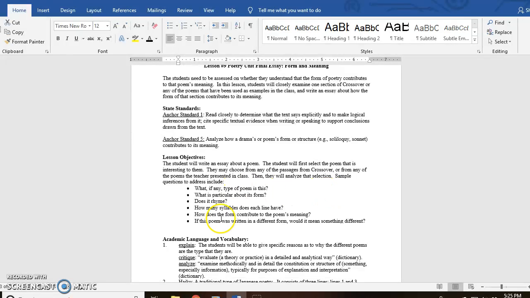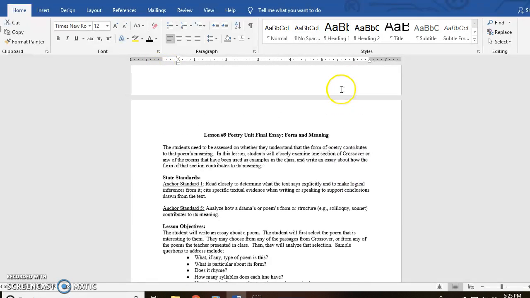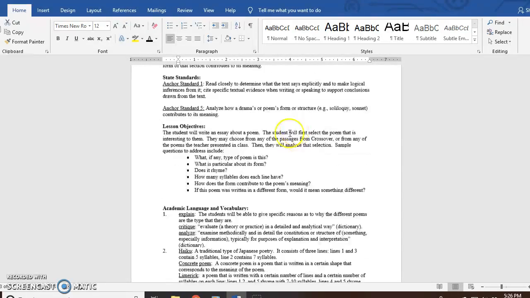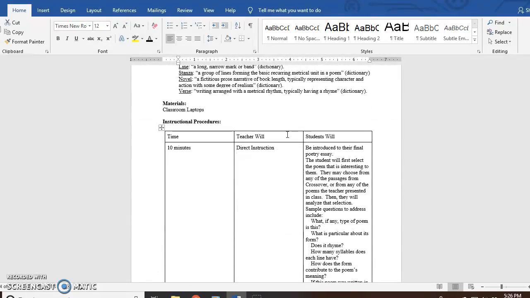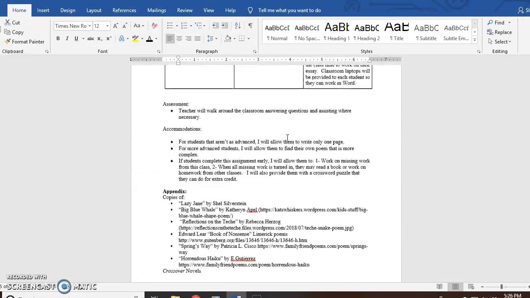So then there's a list of questions that they can use. I want them to understand that the form of poetry contributes to the poem's meaning, and to be able to look at the poem and analyze it and tell me what it means and why. So they'll have the rest of the time to work.